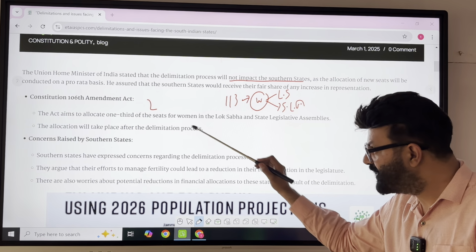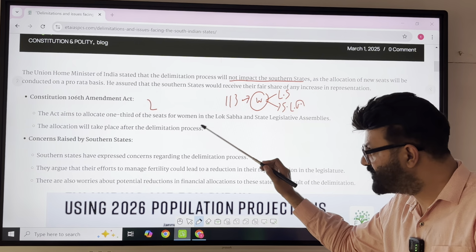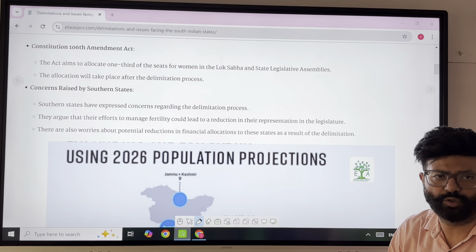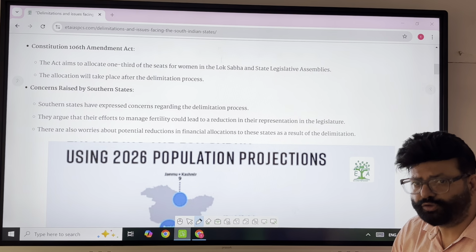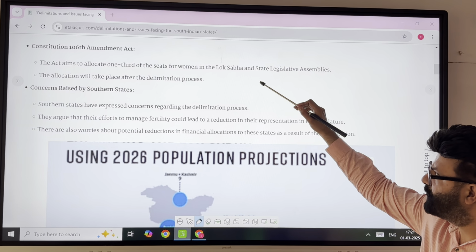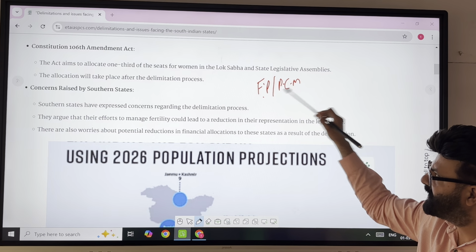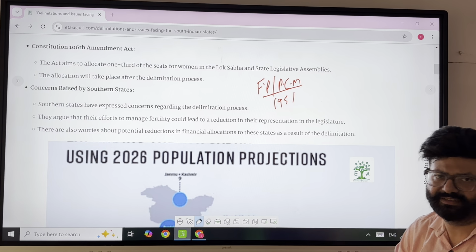So this allocation will also take place after the delimitation process. When will the delimitation process occur? In 2026. So after the delimitation process, 1/3 of the seats will also be reserved for women. Now why are southern states raising concern with regard to delimitation? So now you know that in India, family planning or population control measures was started in the year 1951 itself.